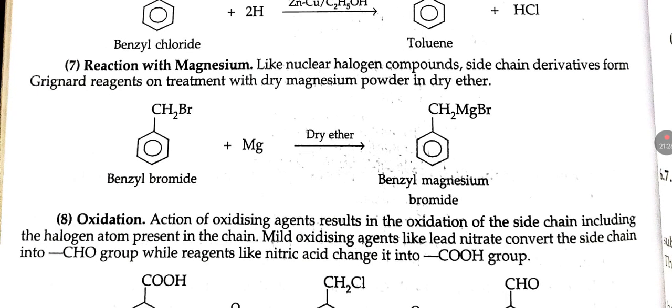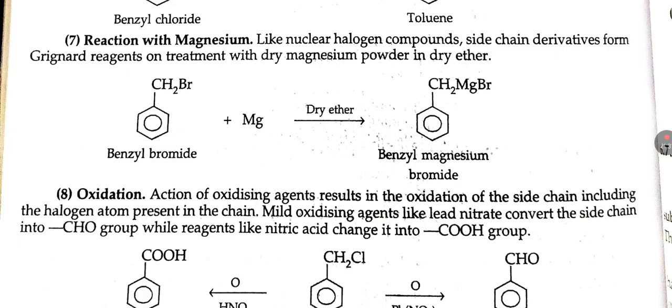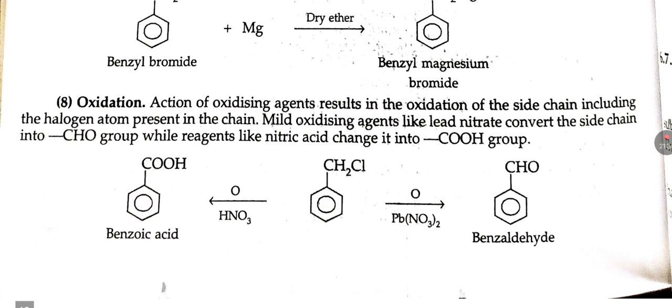Reaction with magnesium. Like nuclear halogen compound, side chain derivatives form Grignard reagent on treatment with dry magnesium powder in dry ether. Oxidation. Action of oxidizing agents results in the oxidation of the side chain, including halogen atom present in the chain. Mild oxidizing agents like lead nitrate convert the side chain into aldehyde group, while reagents like nitric acid change it into carboxylic acid group.